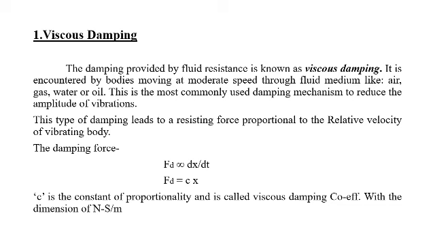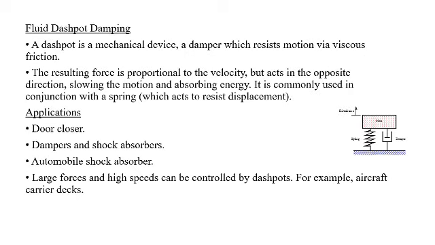Fd is equal to c into x dot, where c is a constant of proportionality and is called the viscous damping coefficient or coefficient of damping, with the dimensions of Newton second per meter. c is the damping coefficient.